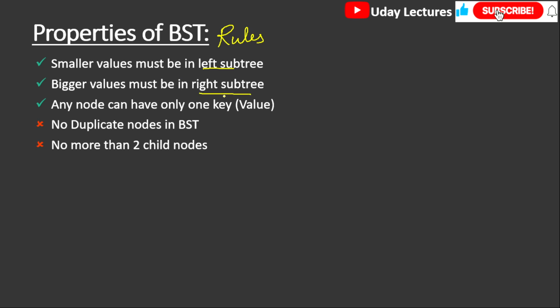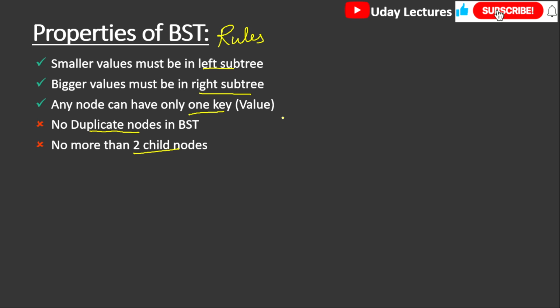Not only that, any node in the binary search tree can have only one value, which we can also call one key. No duplicate nodes must be in a binary search tree, and duplicate values are strictly ignored. And there should not be more than 2 child nodes for any given node in the binary search tree, and this rule must be satisfied. All these rules must be satisfied to say that a given binary search tree is a valid binary search tree.